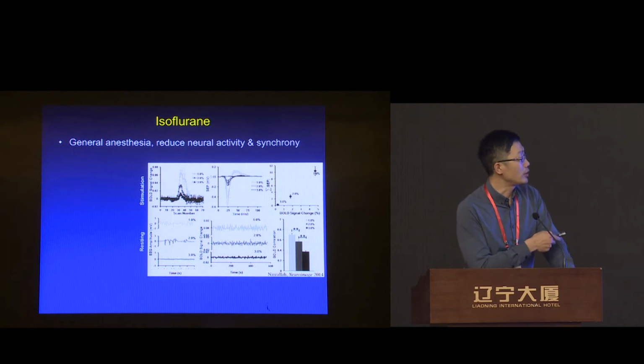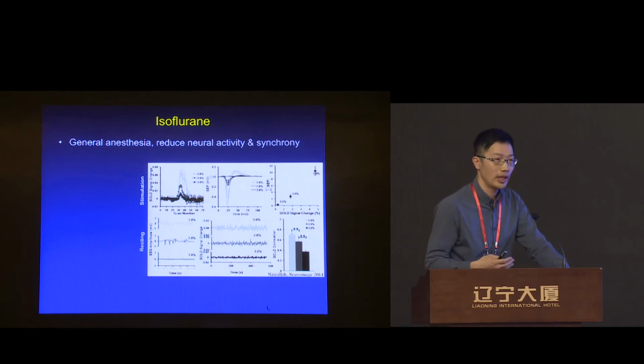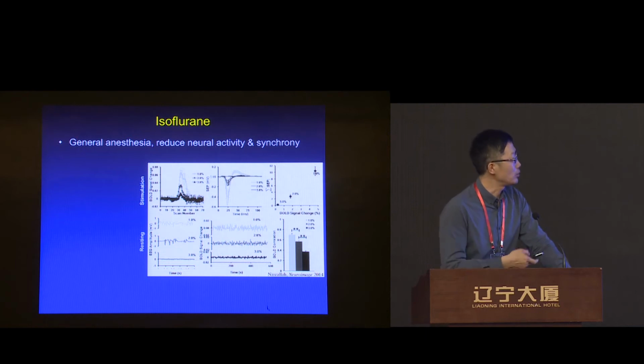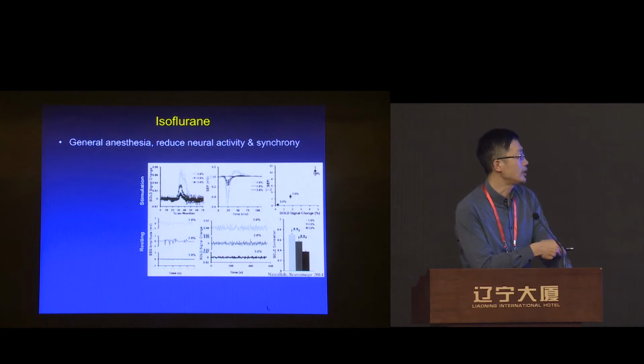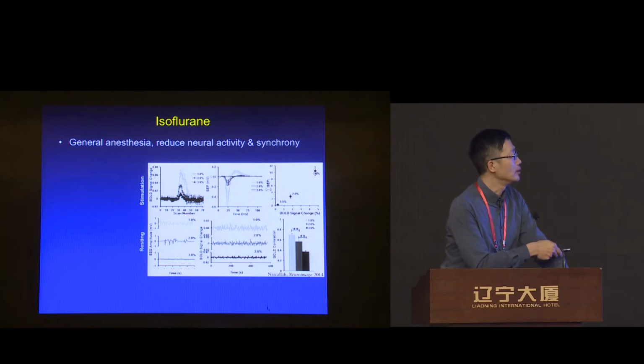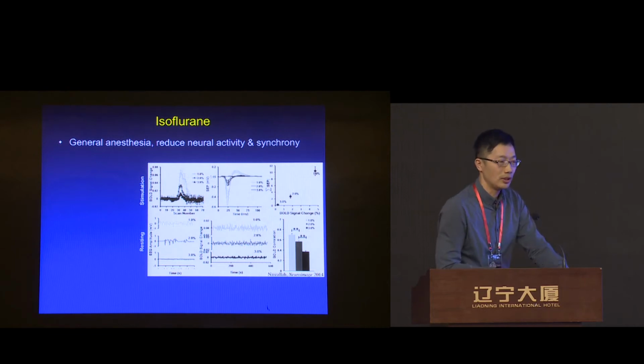using. Isoflurane is the most common one that provides general anesthesia and rapid action, and people like to use it, but it drastically reduces neural activity and neural synchrony dose-dependently. In this example, when you increase the isoflurane level from 1% to 3%, you almost silence the evoked response, and you see a correspondence in the BOLD signal. In the resting state, you also see that at 3% you almost knock out all the neural oscillation. And similarly, you see a dramatic reduction in the functional connectivity.